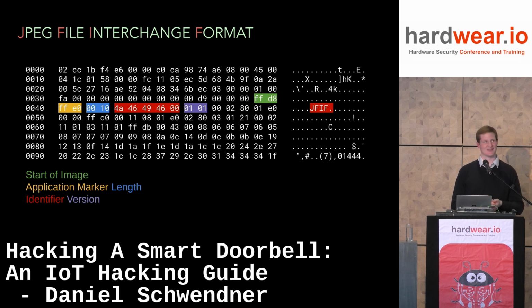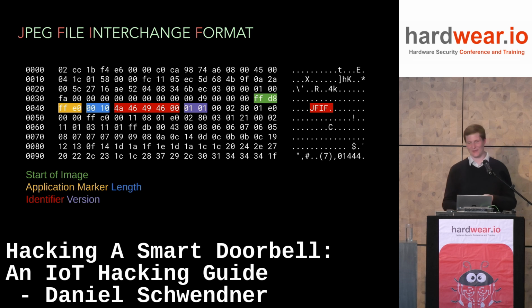interchange format. So in the JPEG format, you have as a file header, first of all, the start of the image, which is FFD8. Then you have the application marker, FFE0. Then you have the length. Then you have the identifier. And the identifier is actually the ASCII of JFIF and a null byte. And then you have the version. And now this hex dump is actually the one we saw before in the Wireshark file.